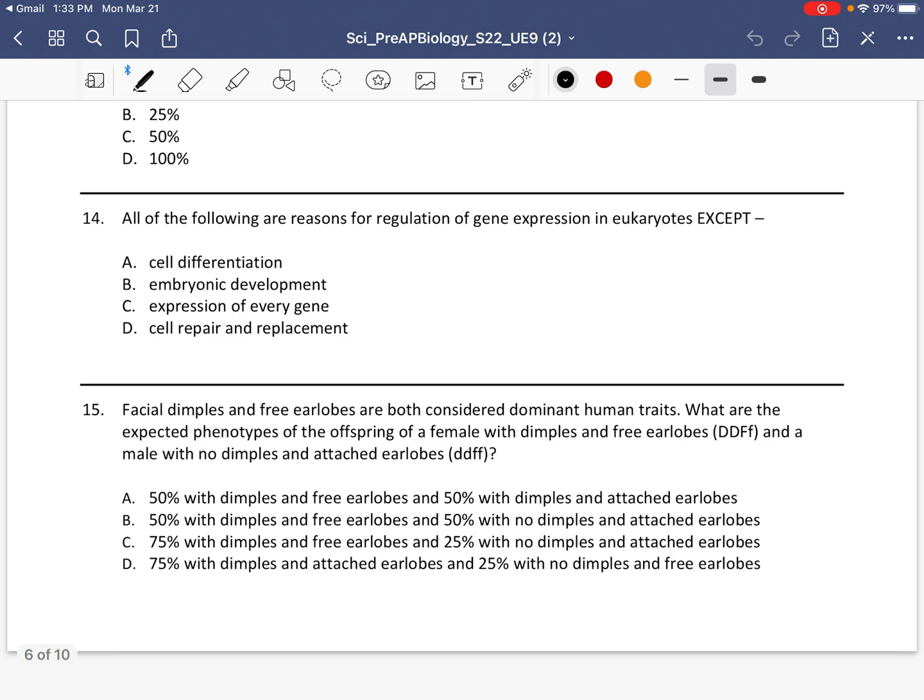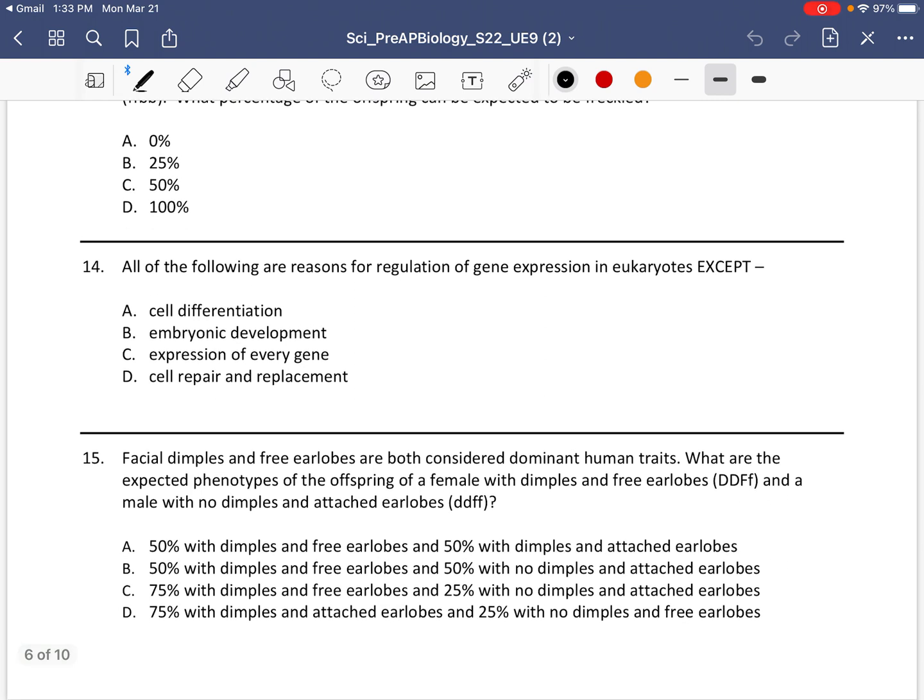Question 14. All of the following are reasons for regulation of gene expression in eukaryotes except A. Cell differentiation, B. Embryonic development, C. Expression of every gene, D. Cell repair and replacement.